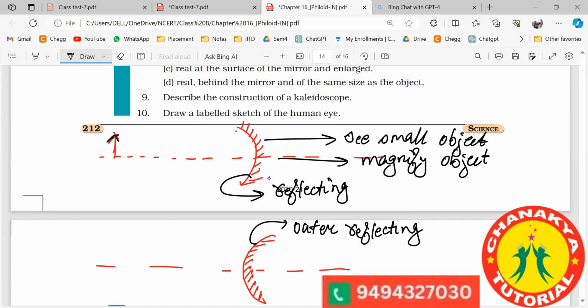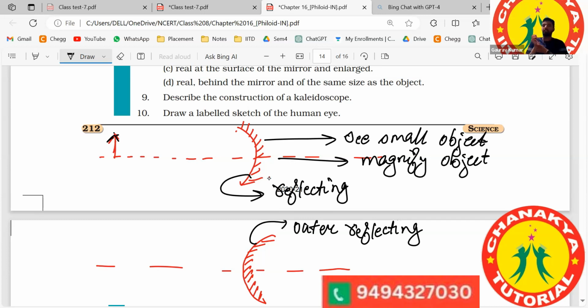It shows a smaller object like big. It appears big. Correct. So a concave mirror is used to magnify, that is, making the object bigger.